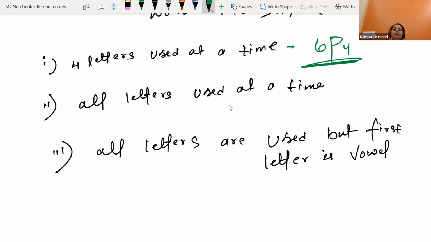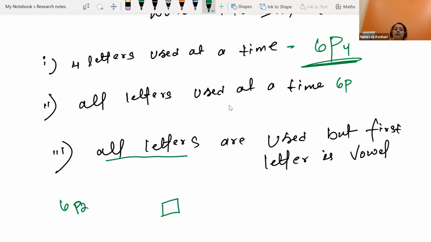Next one, all letters are used, but the first letter is a vowel. Okay, the first one is a vowel. So 6P2 ways, space filling. Yes, 6P2 ways for the third one. You are saying 6P2. Yes.